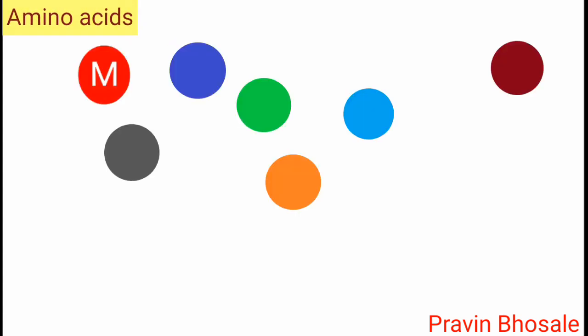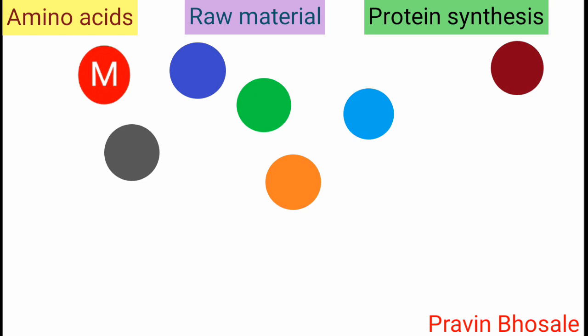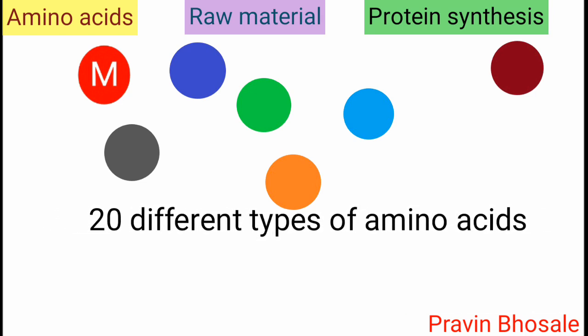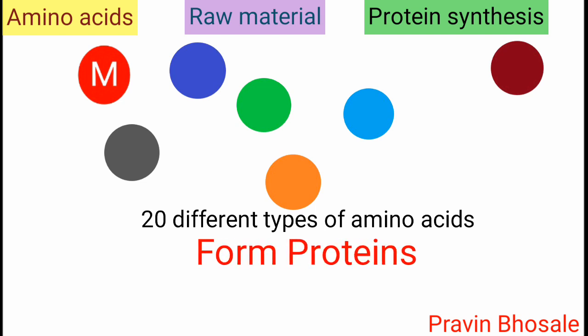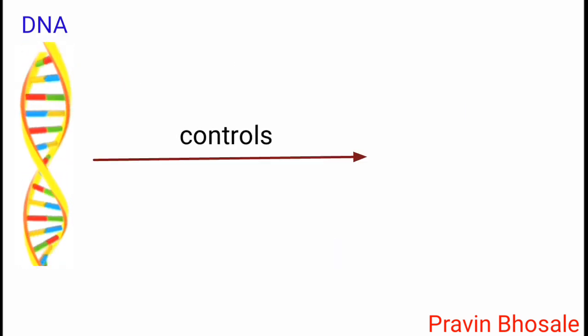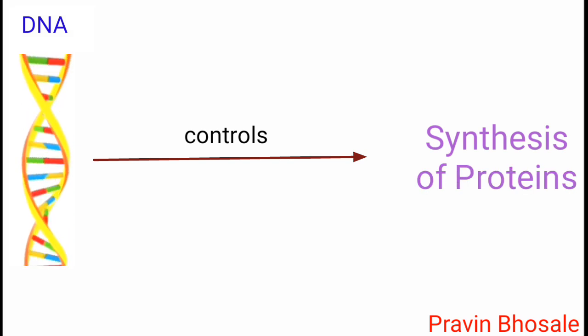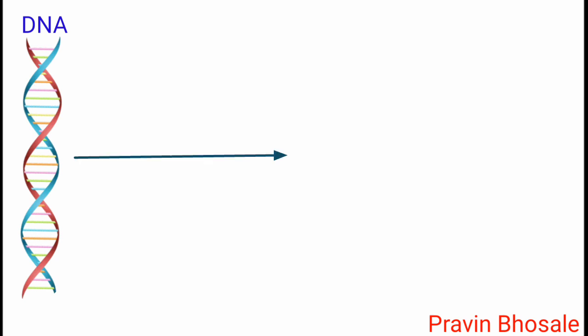Amino acids form the raw material for protein synthesis. About 20 different types of amino acids are known to form proteins. These amino acids are available in the cytoplasm. DNA controls synthesis of proteins having amino acids in a specific sequence. This control is possible through transcription of mRNA.